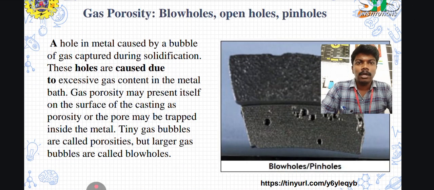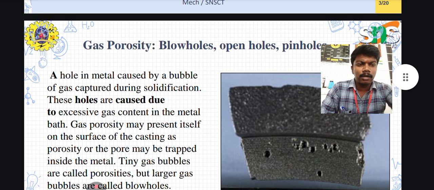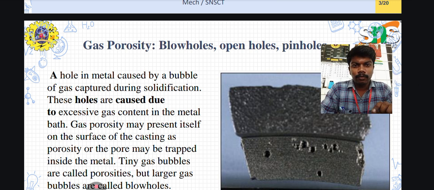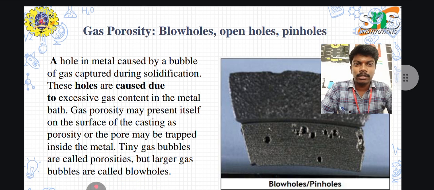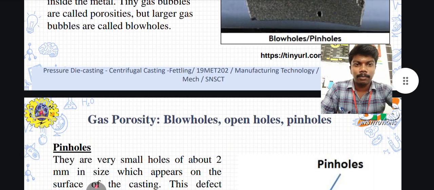First we can see gas porosity: blowhole, open hole, and pinhole. The hole is a cavity in the metal caused by bubbles of gas captured during solidification. Here the picture shows how the material looks with holes. The holes are caused by excessive gas content in the metal bath. The gas porosity may present itself on the surface of the casting as porosity or may be trapped inside the metal. So some bubbles are formed in the blowhole.